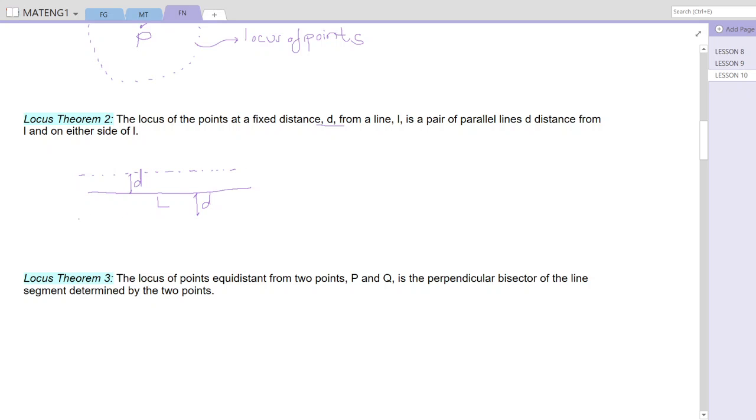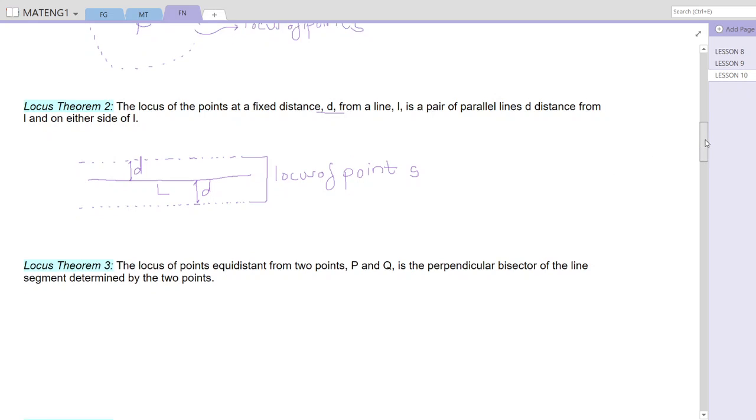So it forms a pair of parallel lines. So this will be the locus of points for a given line. So therefore, a pair of parallel lines d units from line L. So that is forming two parallel lines. Okay, so we have there locus theorem 3.